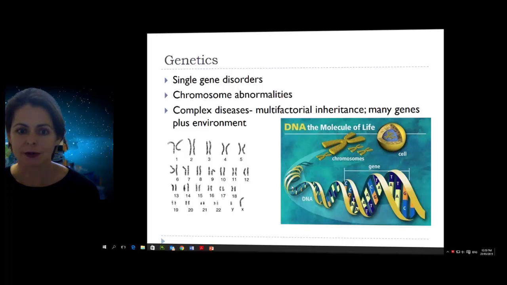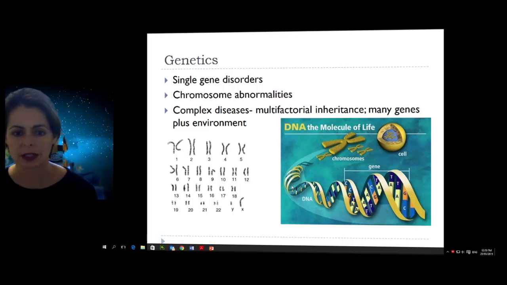So on this slide, we have some key concepts that are fundamental to genetics and how we describe health conditions. Typically we refer to conditions as being single gene disorders. This is whereby one gene has been identified as being responsible. Conditions like cystic fibrosis, phenylketonuria, and Huntington's are all single gene disorders.